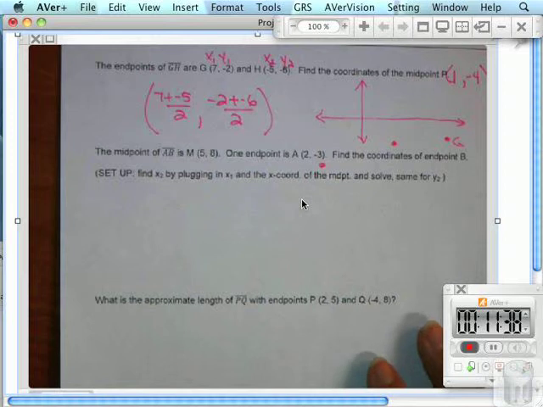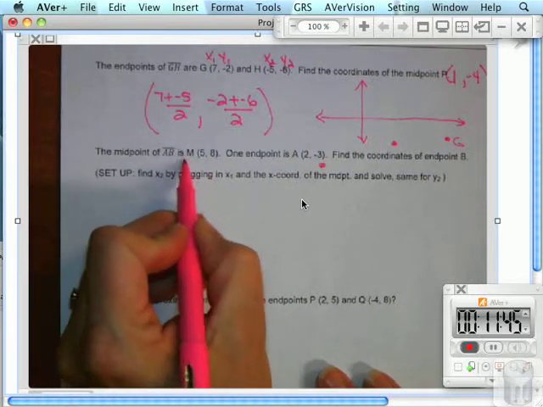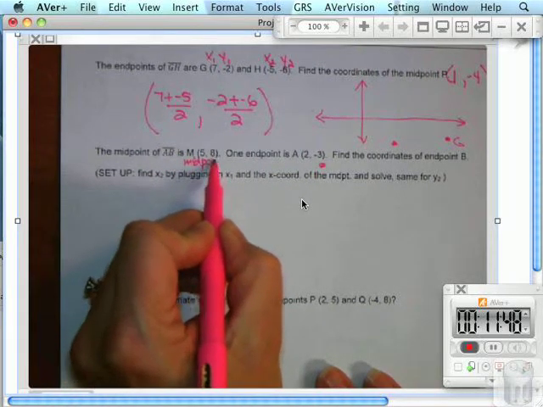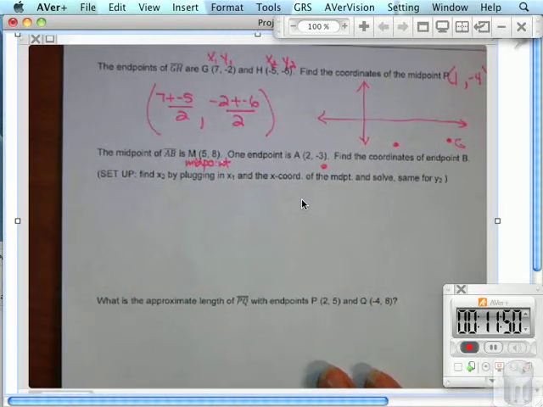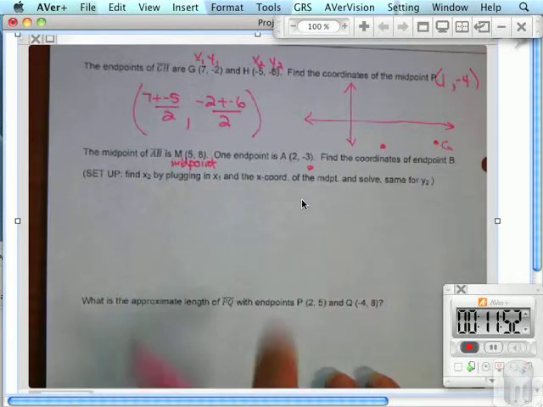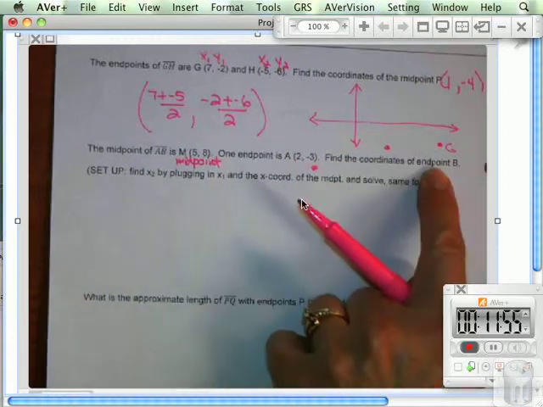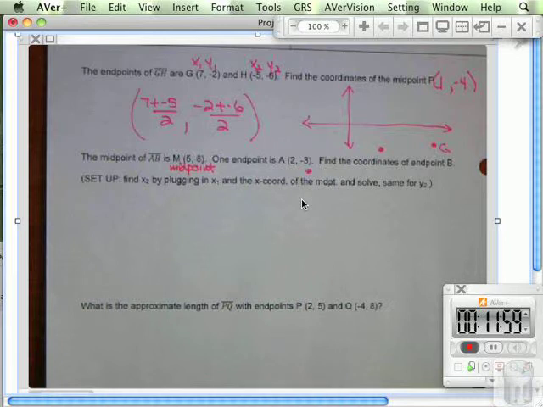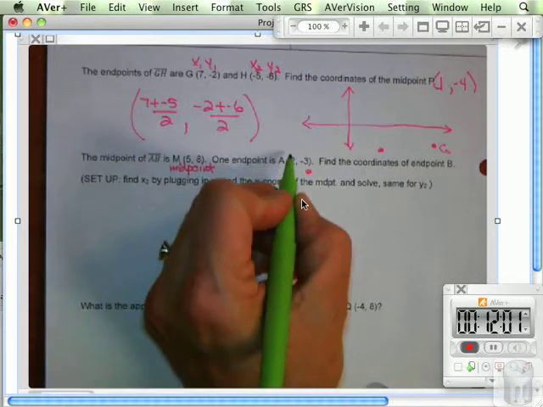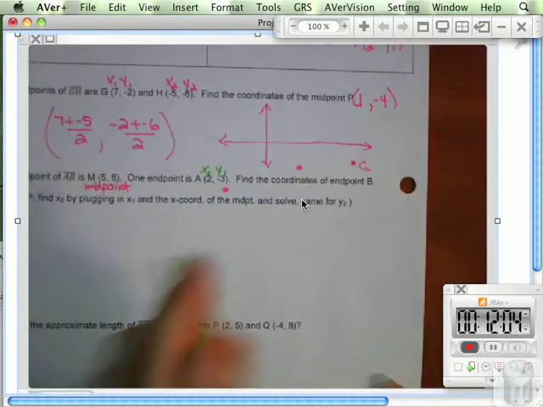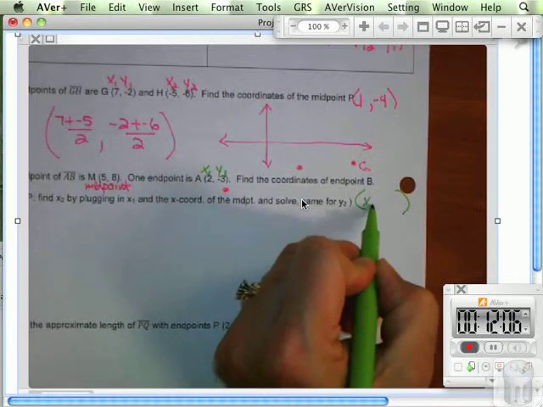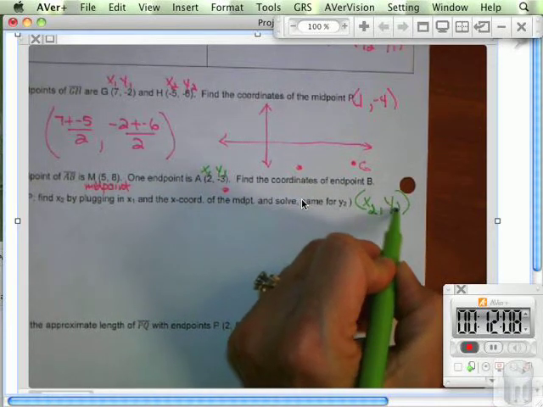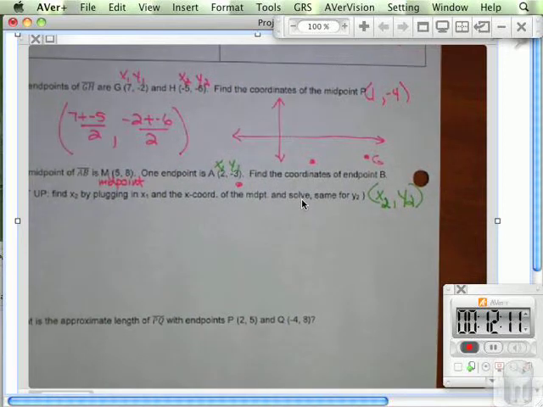Okay, this problem here. The midpoint of segment AB is this. So this is the midpoint itself. One endpoint is (2, -3). Find the coordinates of the other endpoint. So stay with me on this. Okay, this is my first endpoint, and I need to find my second endpoint. That's what I'm looking for.